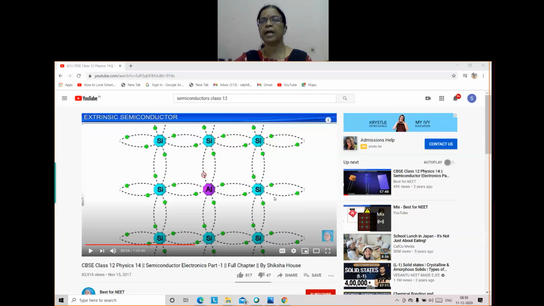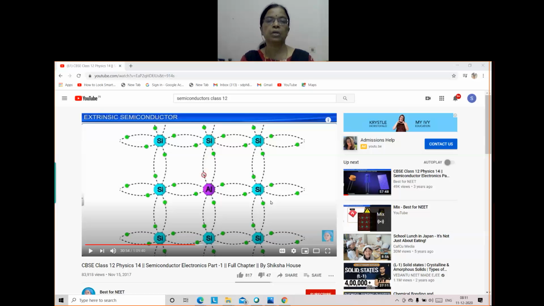The rate of generation of holes and electrons will be the same as the rate of recombination, and Ne, the number density of electrons, is equal to the number density of holes. That is the case of an intrinsic semiconductor. So conductivity is very low. In an intrinsic semiconductor, conductivity is very low.